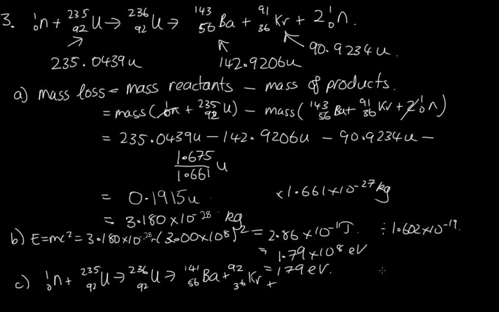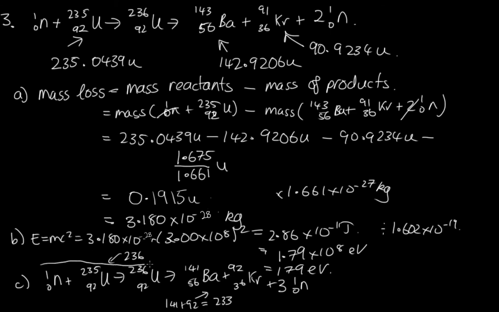So on the left we can see that 92 plus 0 remains at 92. 56 plus 36 is 92. So the atomic numbers are all balanced. We need to work out the mass number. On this side it's 236. On this side we've got 141 plus 92. That is equal to 233. So we need another 3 neutrons. So this is plus 3 neutrons.